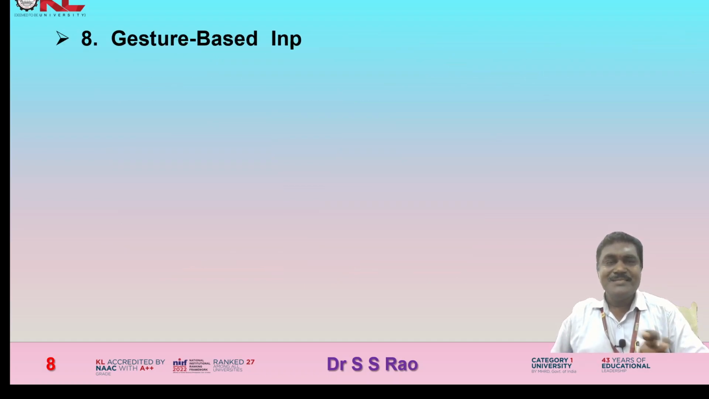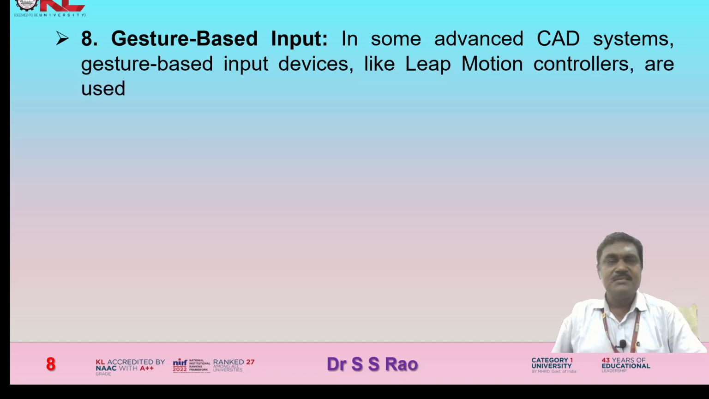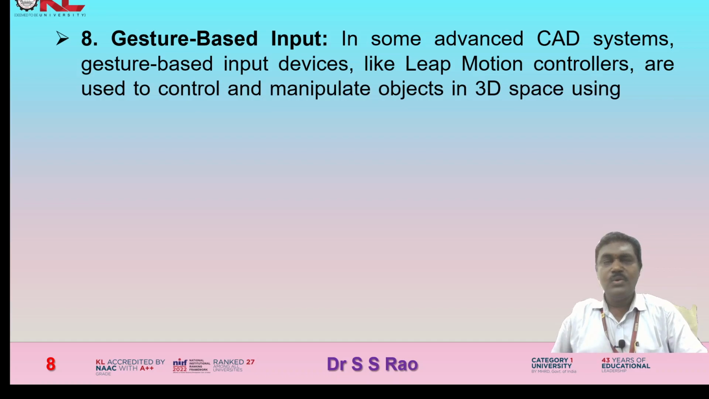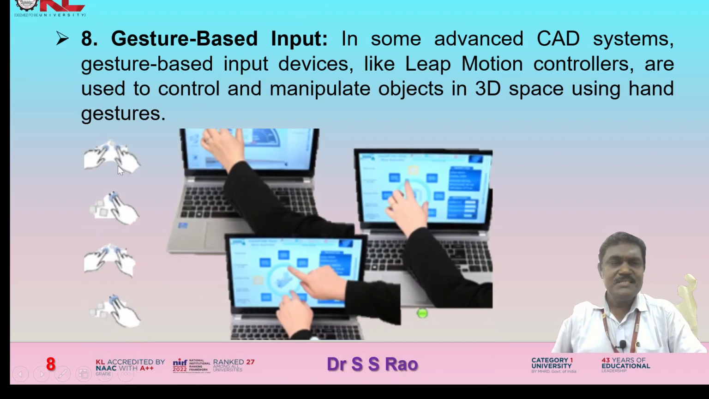Next is gesture based input. Nowadays our mobiles also use gesture based input. In some advanced CAD systems, gesture based input devices like Leap Motion controllers are used to control and manipulate objects in 3D space using hand gestures. Now you can see in the image, using these hands, you can press two fingers and move accordingly, and the input signals are entered into the system and it will work.